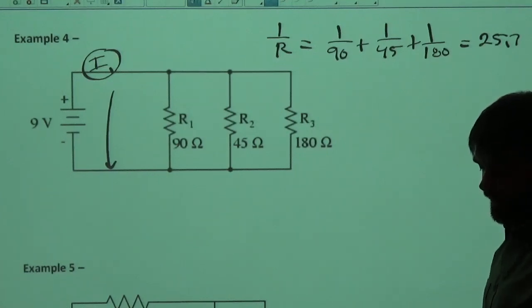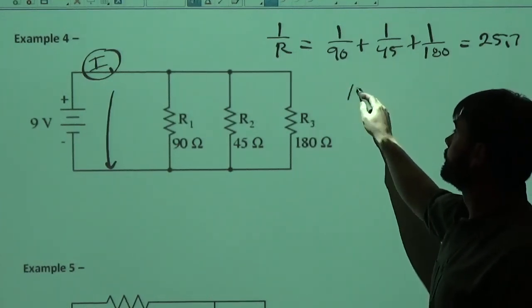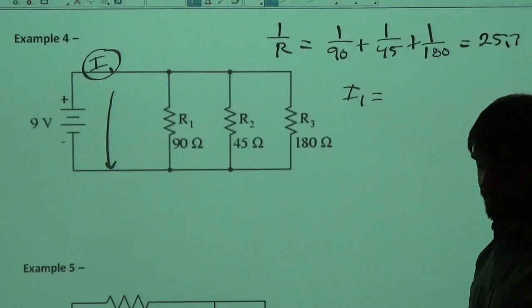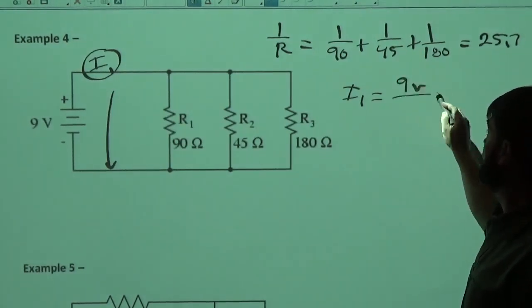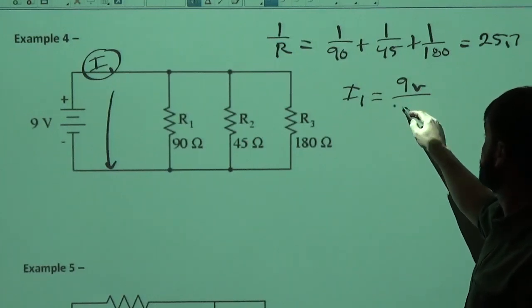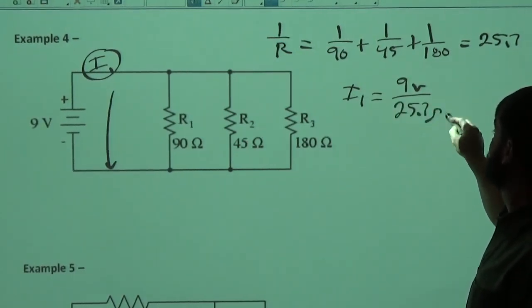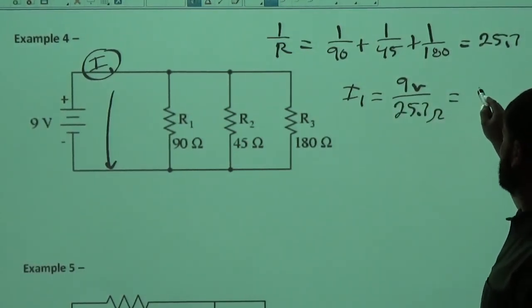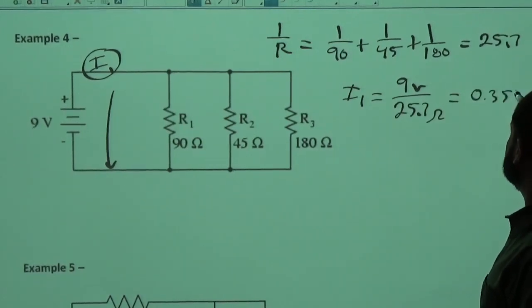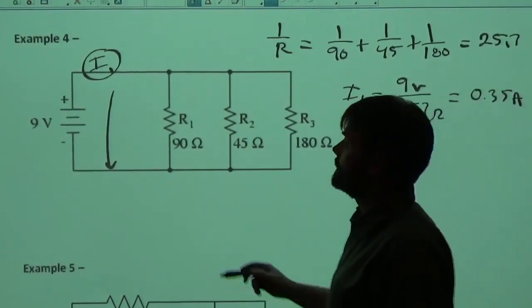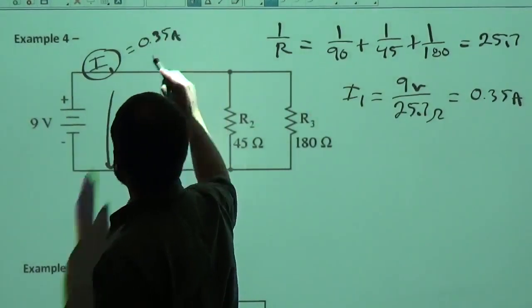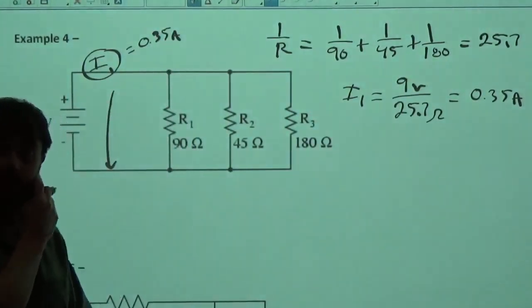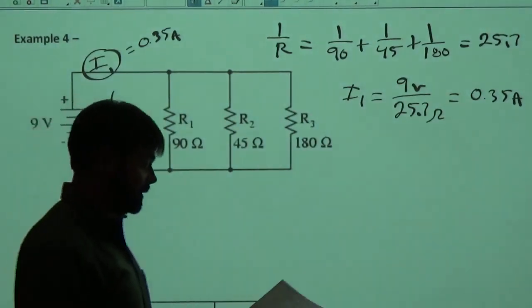Once I have that, if I want to figure out the current in the first spot, I'm going to take the total voltage, which was 9 volts, and divide it by the total resistance, 25.7 ohms, and this is going to give me a value of 0.35 amps. So that's going to give me the current at that spot.